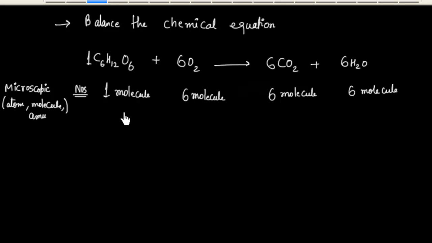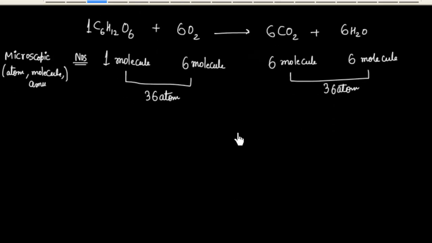If you count total number of atoms this side and total number of atoms this side, I am not saying molecule, I am saying atom. This side you have 12 plus 6, 18 plus 6, 24 plus 12, so we have total 36 atoms. Now if you count total atoms this side, 6 into 2, 12 plus 6, 18, and this side again 18, so you have total 36 atoms. So the total number of atoms on the left side is equal to the total number of atoms on the right side. This basically holds the law of conservation of atoms.